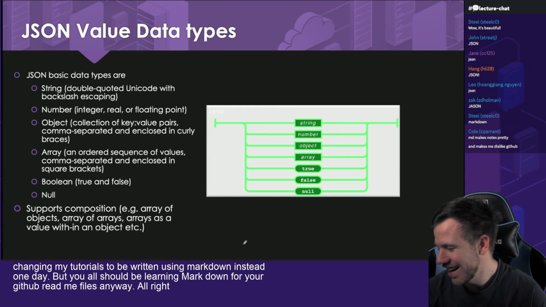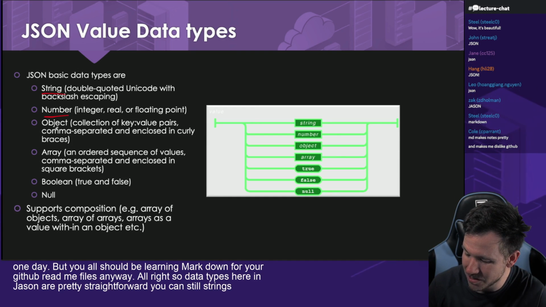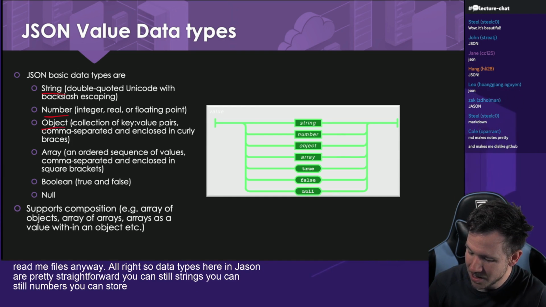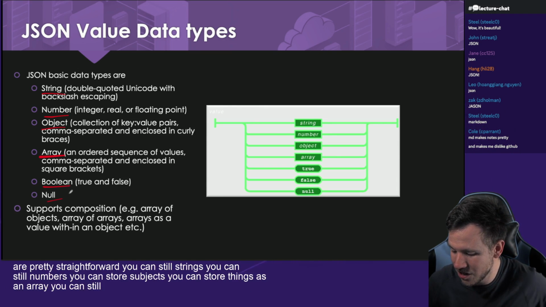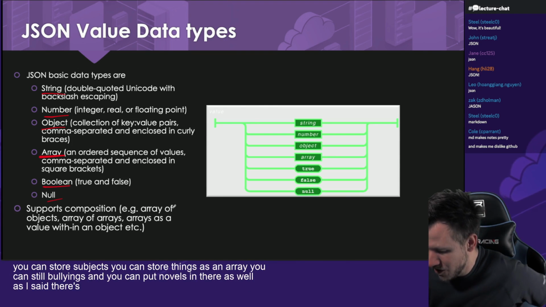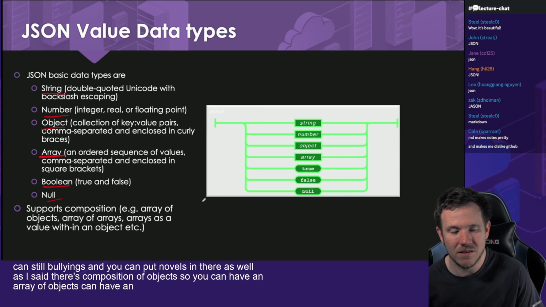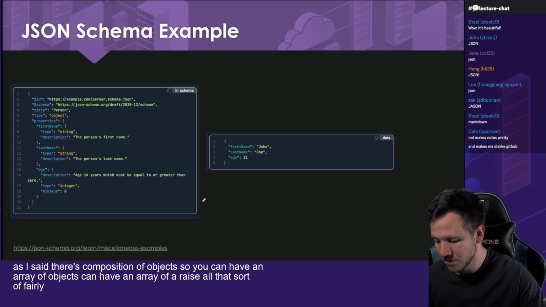All right. So data types here in JSON are pretty straightforward. You can store strings, you can store numbers, you can store sub-objects, you can store things as an array, you can store booleans, and you can put nulls in there as well. And as I said, there's composition of objects, so you can have an array of objects, you can have an array of arrays, all that sort of thing. It's a fairly straightforward structure.